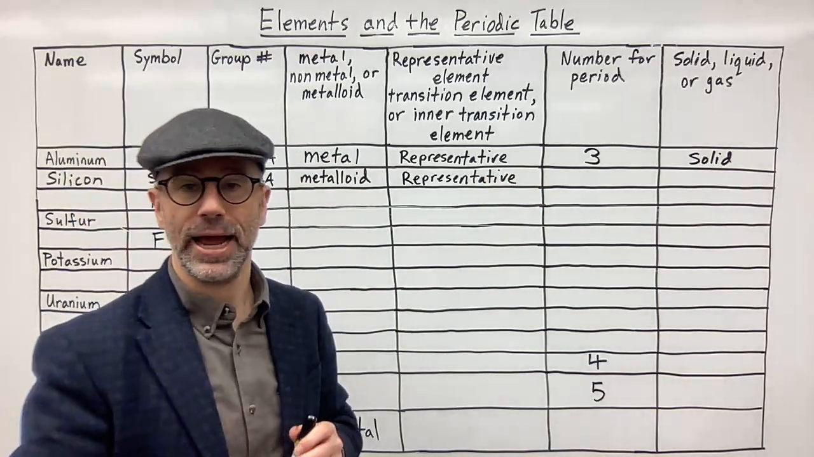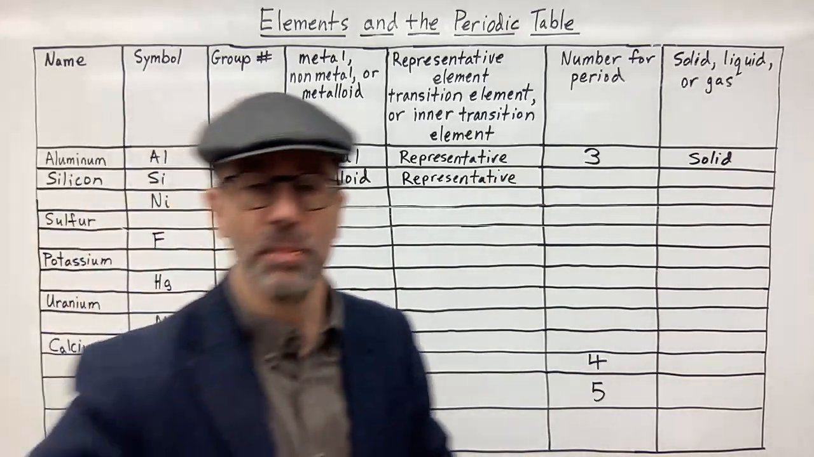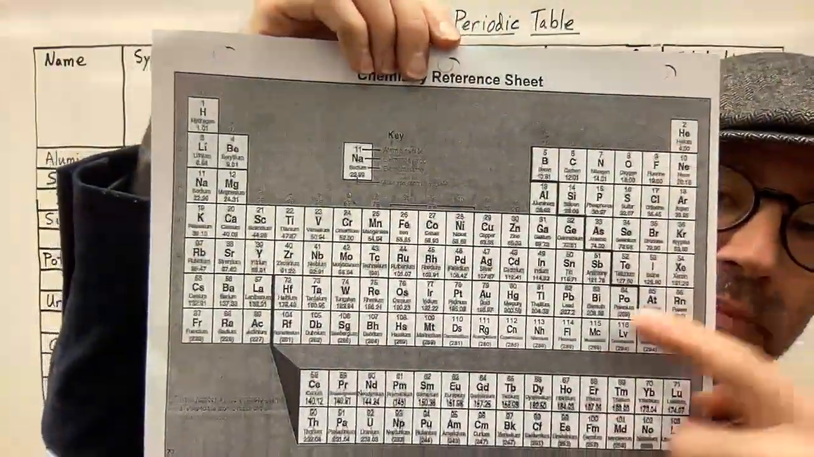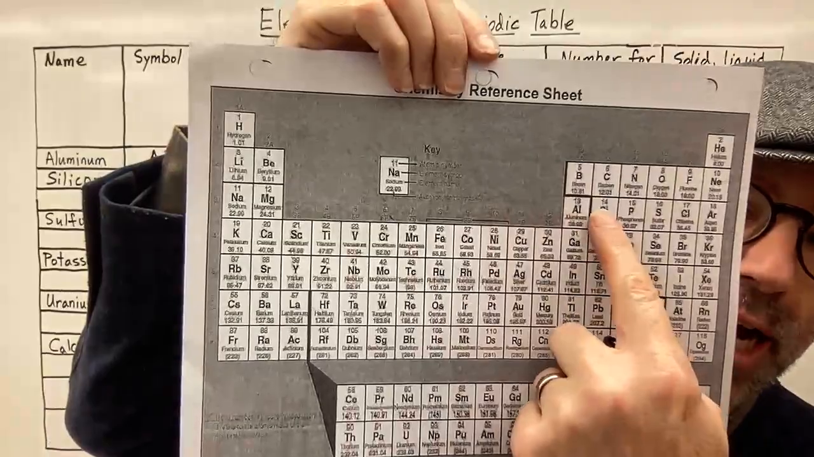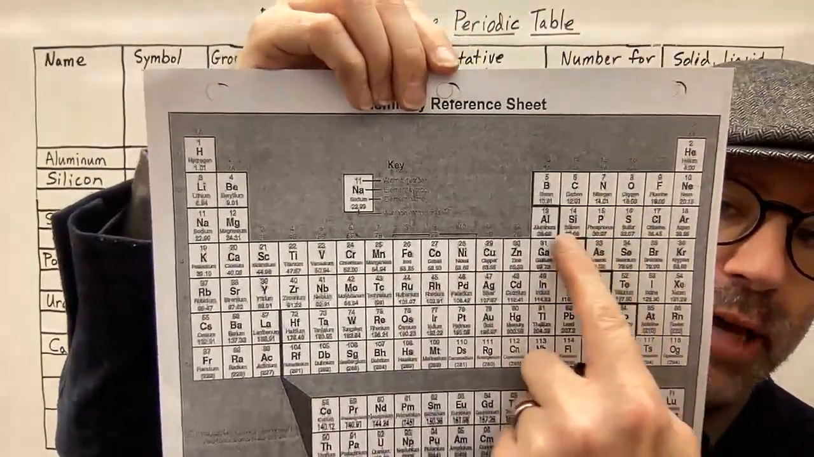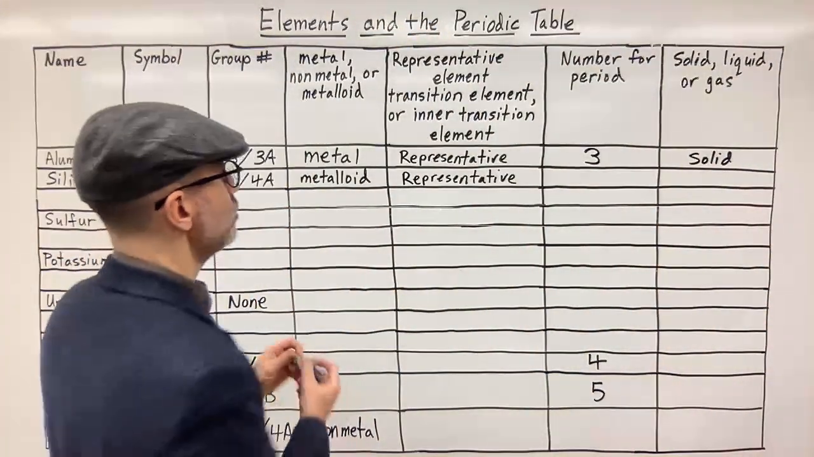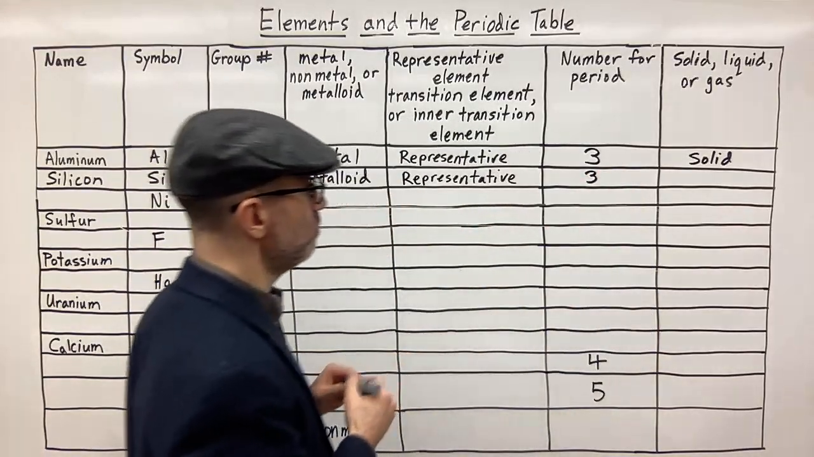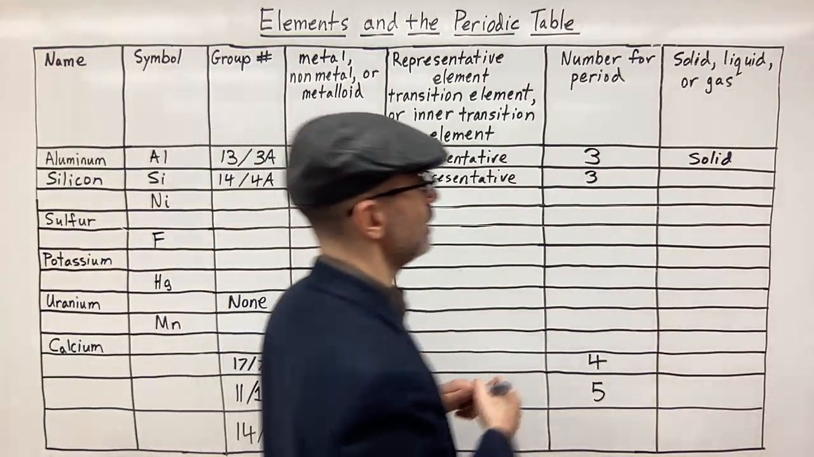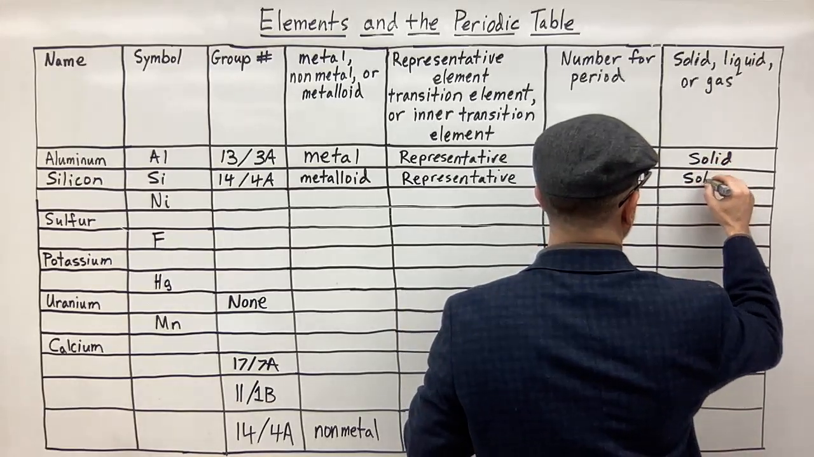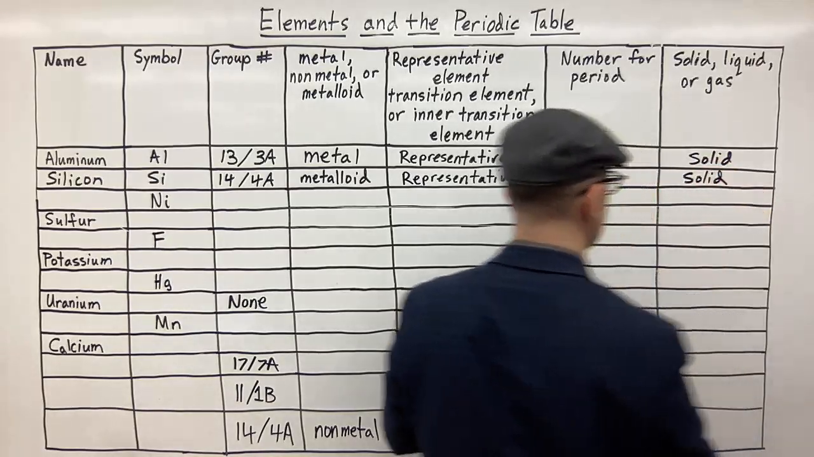And as far as the period goes, looking at the period here, so we got silicon here. So we got period 1, period 2, and period 3. It's next to aluminum. It's in the same period as aluminum. So period 3. And in this case, it's going to be a solid. So silicon is a solid.